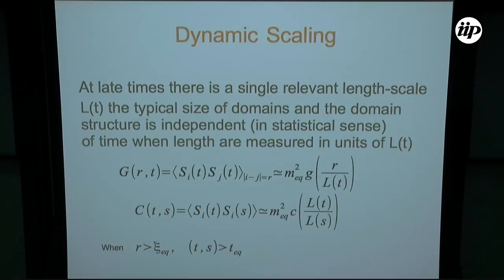And this is true also for other instances of correlation function like this one, which is at different times. So this means that as time goes on, the correlation as a function of r spreads, but if you plot it as a function of r over L(t), you get collapse on a single curve. So this is how you can check dynamical scaling.